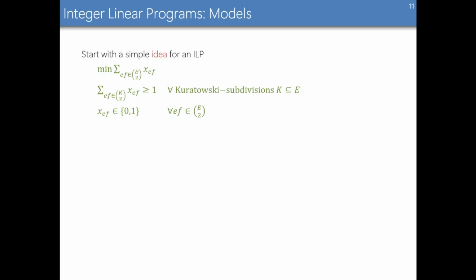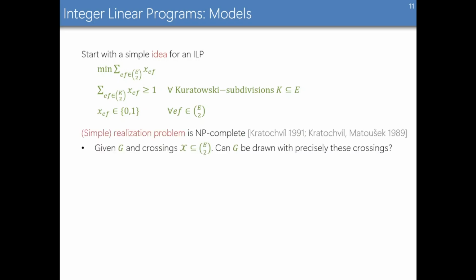Ignoring the fact that you have an exponential number of Kuratowski constraints, it even doesn't help you to solve that problem. Because we know from the 90s, essentially, that the so-called realization problem already is NP-complete. So even if I give you a solution to this ILP, even if I tell you the edges that cross in the optimal drawing, I give you a complete set of edge pairs and say, these are the edges that cross. And I just ask you, did I lie to you, or is there really a feasible drawing where precisely these pairs cross? You will not be able to resolve that within polynomial time.